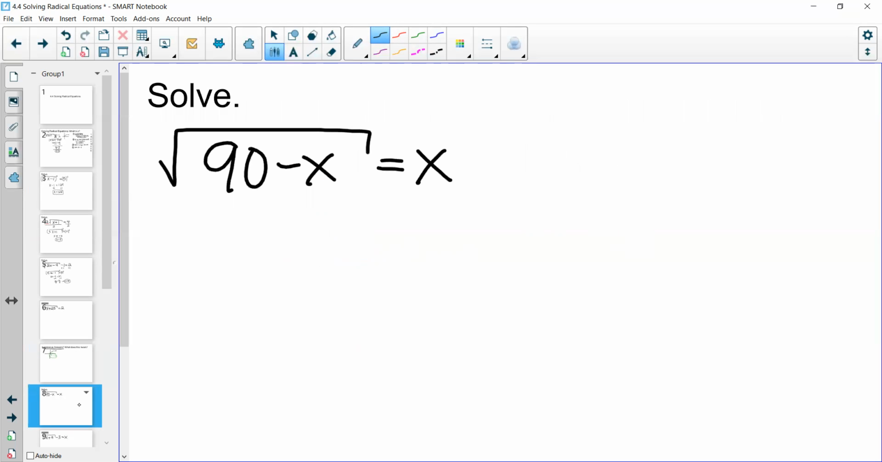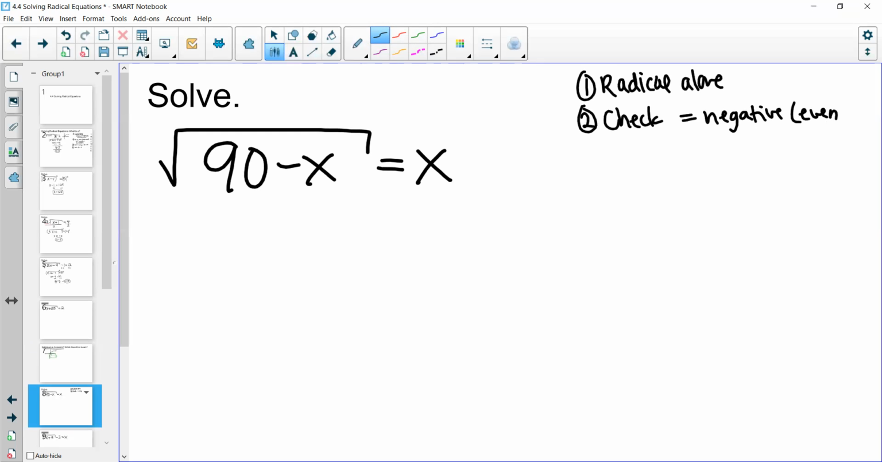So let's start with this problem here. So again, we're going to follow those same steps. Get the radical alone. And then we want to check to see if it equals a negative when we have an even root. Then step 3 is to put it to the power of our root. And then step 4 is to solve, just like we were doing before. Okay, so let's go through this one.